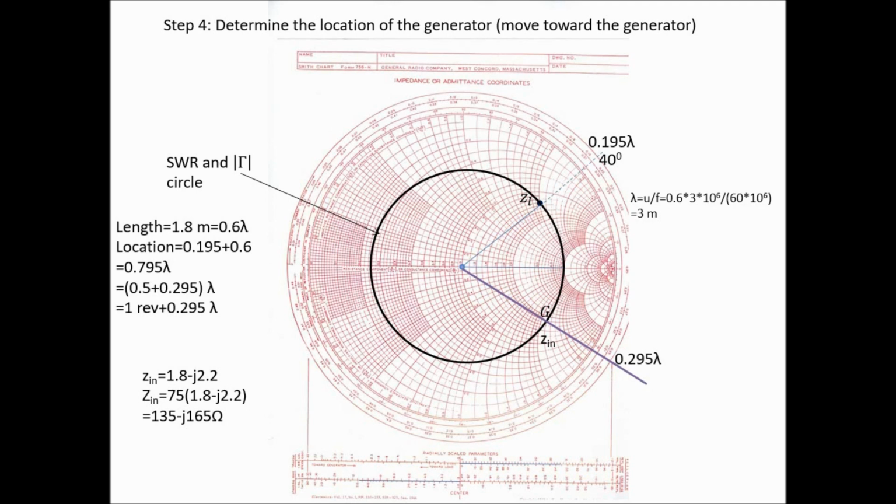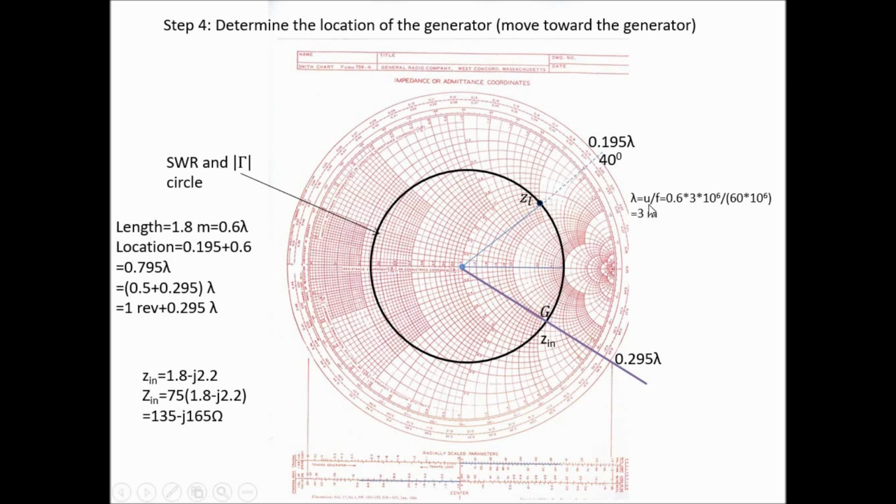Now we have to find the location of the generator. To find it, we are now at this point, and from this point we have to go toward the generator. You see the clockwise direction is toward the generator. How much do we have to go? We have to go 0.8 meter. 0.8 meter is the length of the transmission line, and 0.8 meter will be how much wavelength?